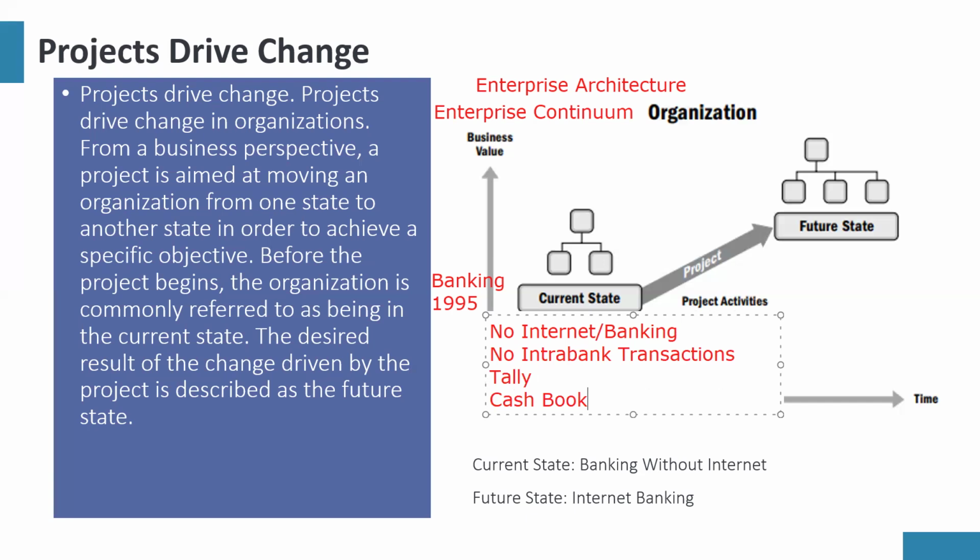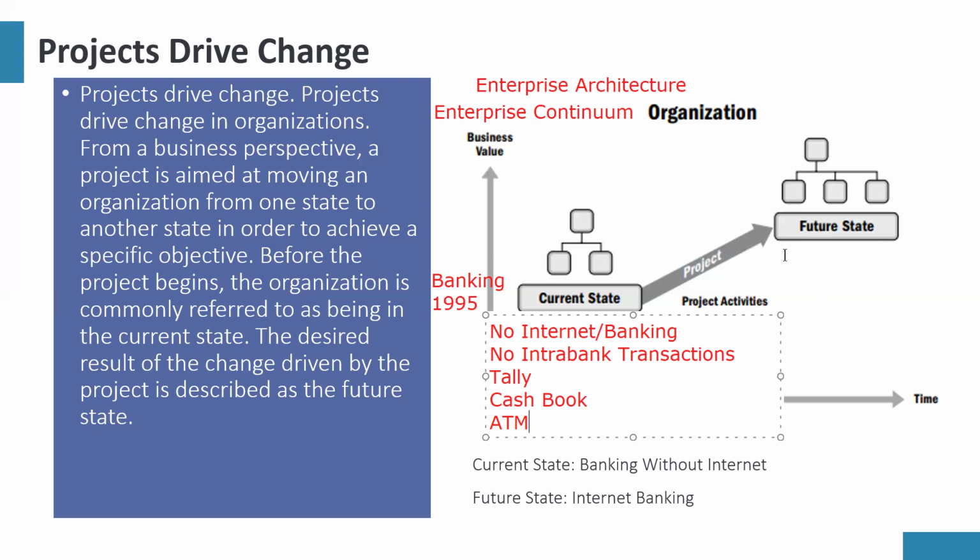So these were the dark ages of banking. We're talking about 30 years ago. Nothing like mobile apps, nothing like ATM. So if we could rewind time to 1995, that would have been our current state. And then 2025 would have been our future state, if we were in 1995.